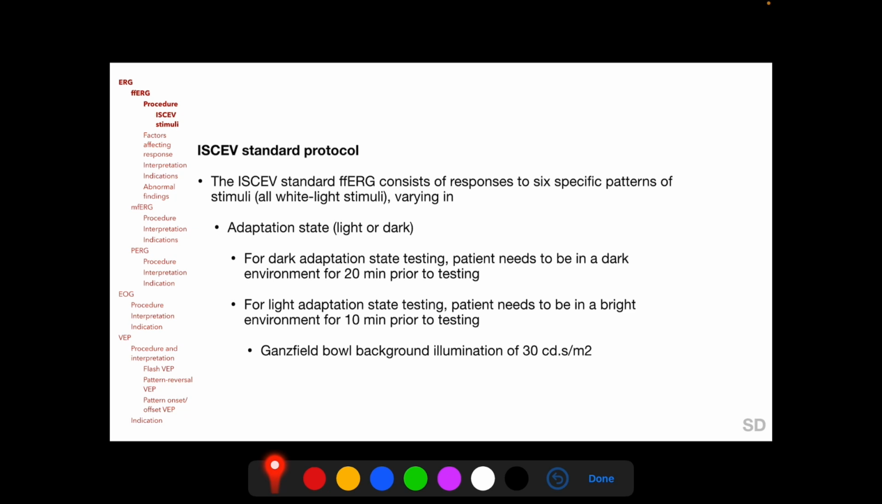For dark adaptation state testing, the patient needs to be in a dark environment for 20 minutes prior to testing, and for light adaptation state testing, the patient needs to be in a bright environment for 10 minutes prior to testing. The Ganzfeld bowl of the equipment with a background illumination of 30 candela seconds per meter square can be used both for light adaptation and for testing in the light adapted state.